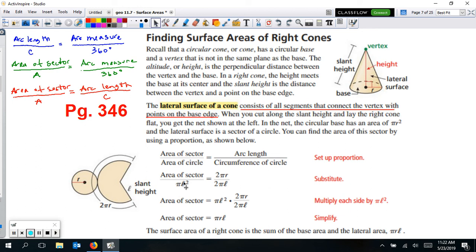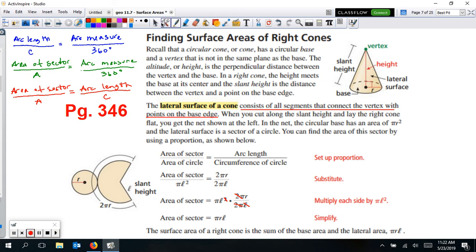We can then just multiply both sides by pi L squared. That's what they're doing now. And then we simplify this. We can cross cancel our 2 pi's right here. That gets rid of those. We can cross out this L with one of these L's over here, getting rid of that square. And what's left now is pi L and r. So pi r L, those three things are left as the area of the sector. That's just a little formula now to find the area of the sector.